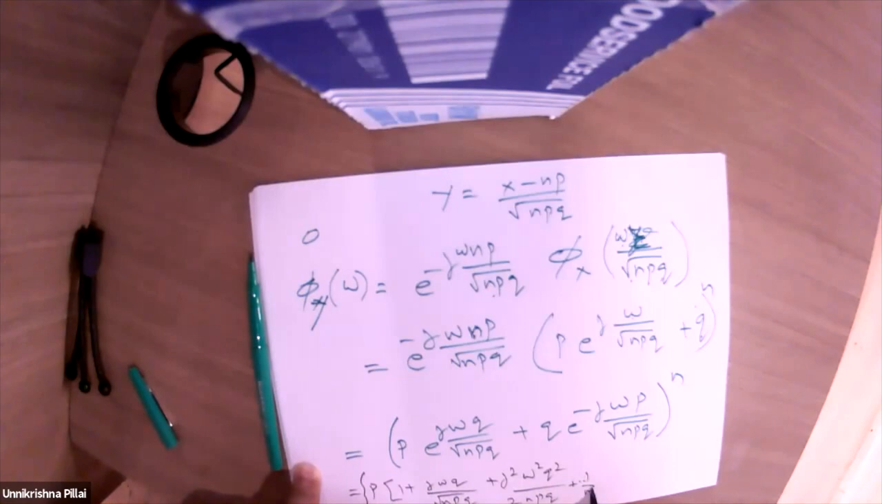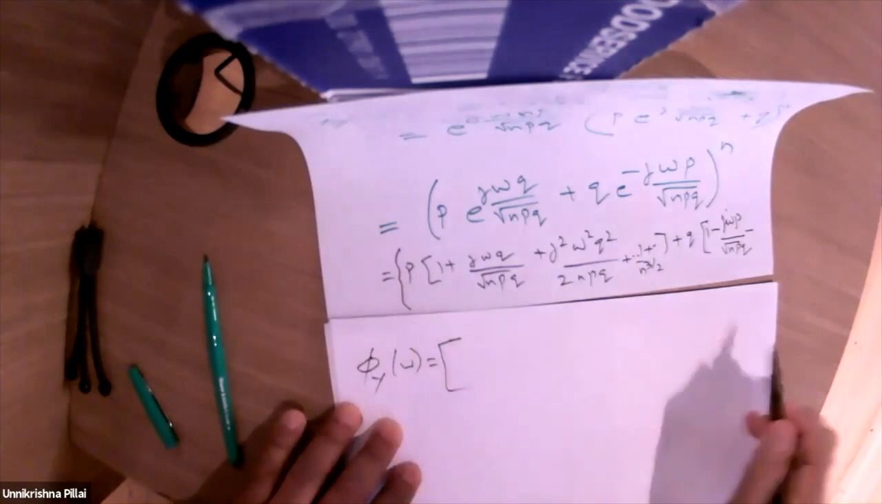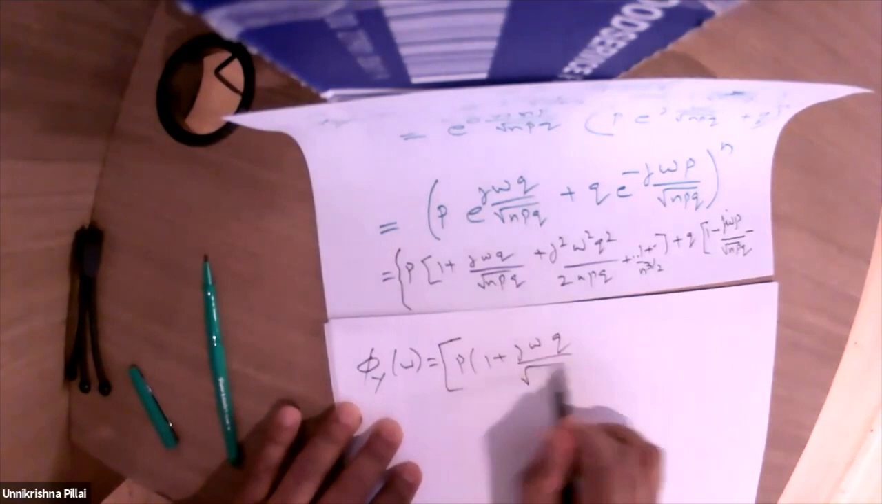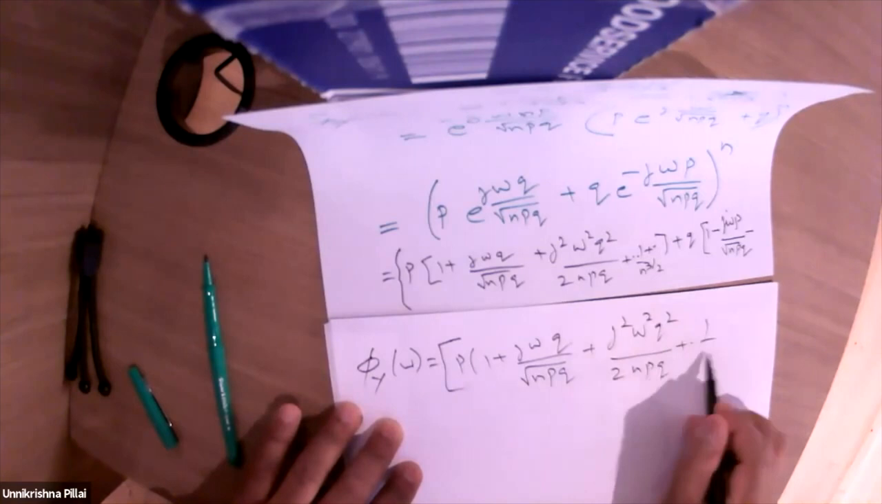This is just a p plus q multiplied by 1 minus omega p, there's a j here, square root of npq. Let me write it in the next page. I'm going to rewrite this. So the first term is 1 plus j omega q over square root of npq plus j squared omega squared q squared over 2npq plus terms, but the denominator is going to be n to the power 3 by 2, etc. So that's just the first term on p.